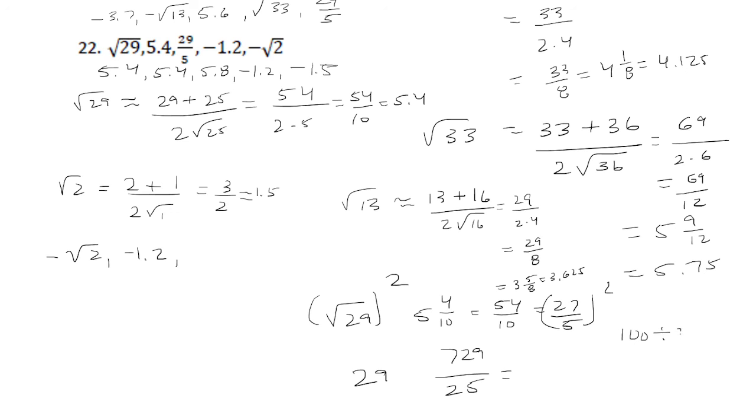So 700 then will be 7 times that, which is 28. 725 will be 29, but remainder 4. So clearly, this is bigger by 4 and 25ths. So the 27/5 is bigger. That means we should put the square root first. And then 5.4 will be the greatest one. And that is our answer.